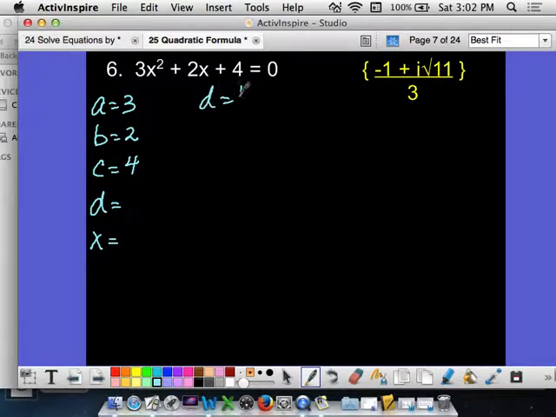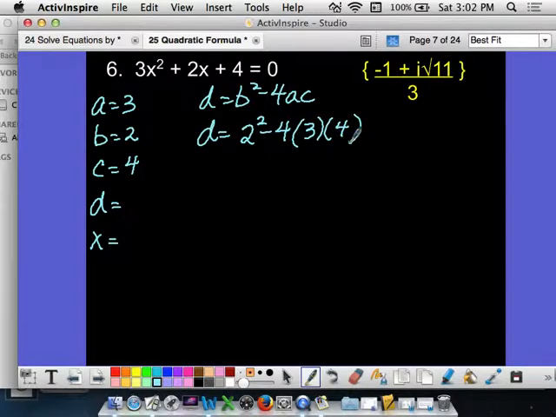The discriminant, b squared minus 4ac. So the discriminant is b squared, 2 squared, minus 4 times 3 times 4. So I'm going to plug that in the calculator, which is -44. So then we plug it into our formula.